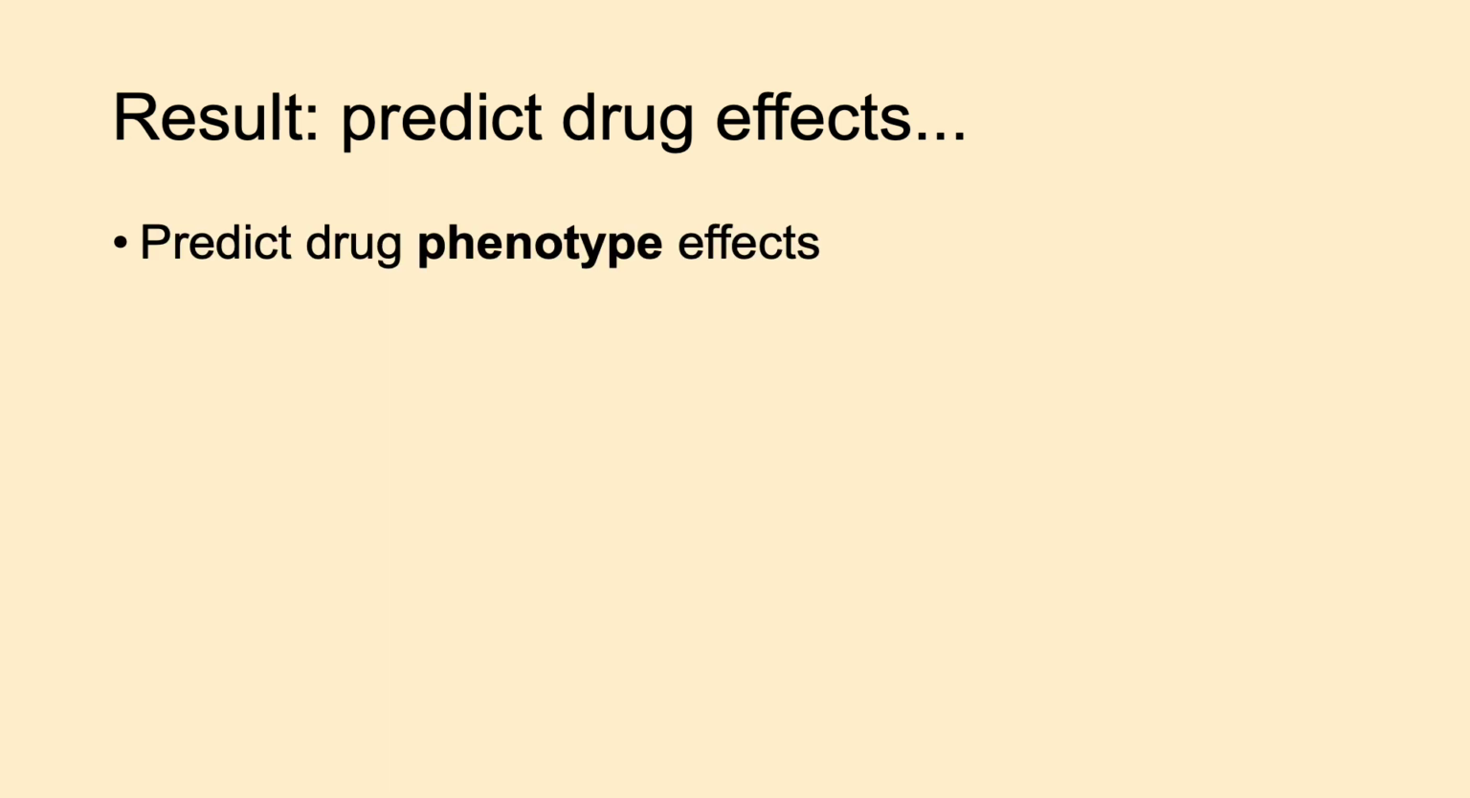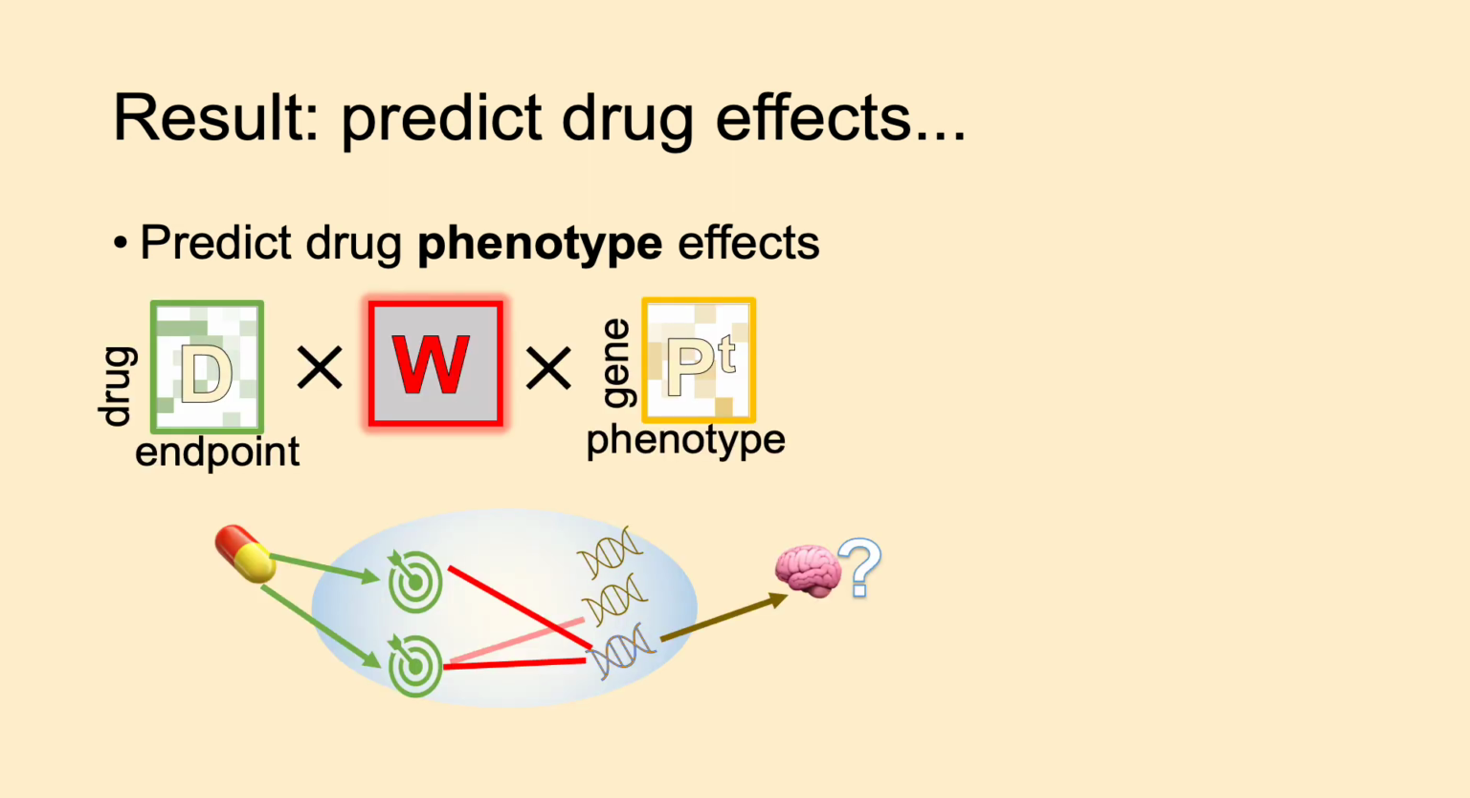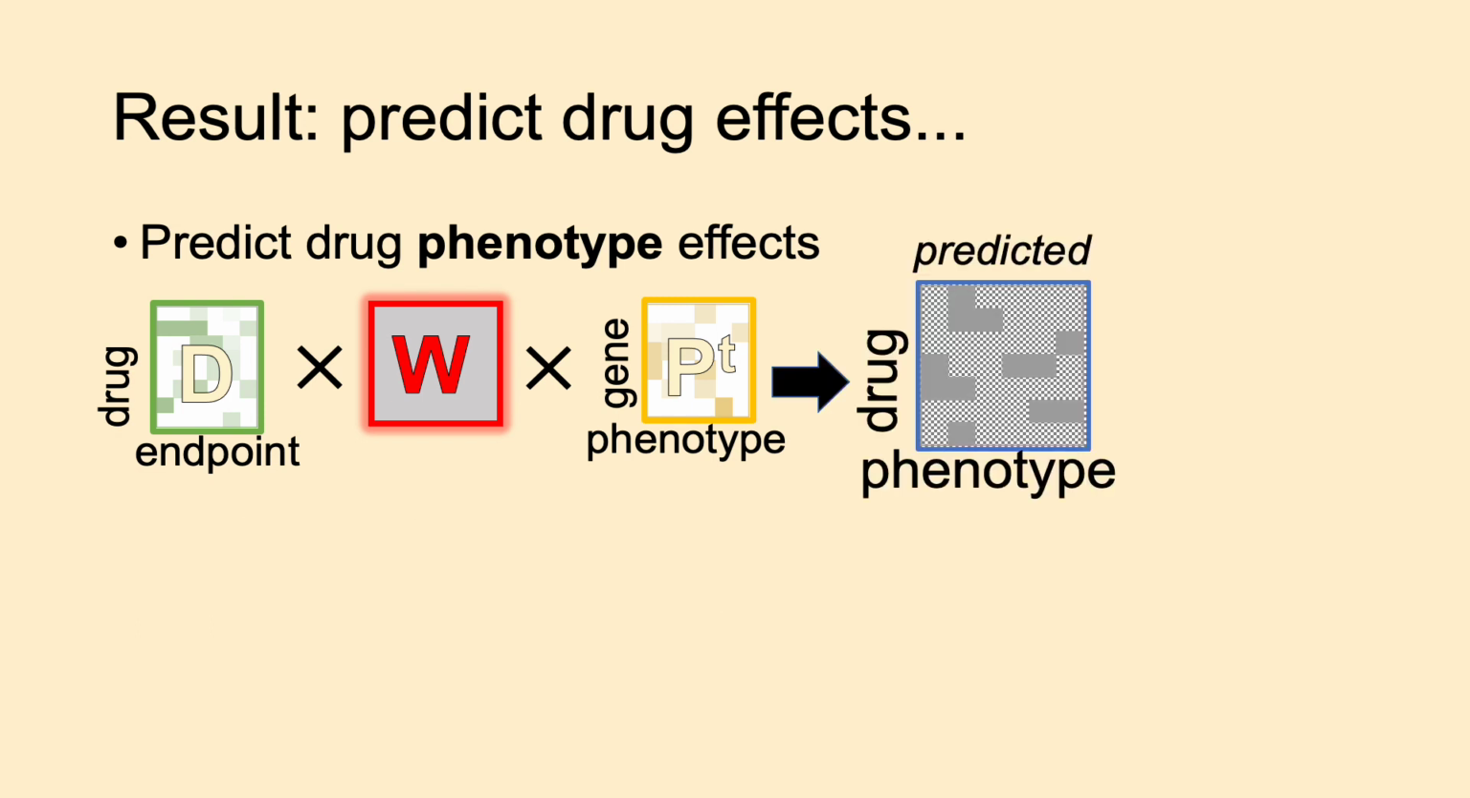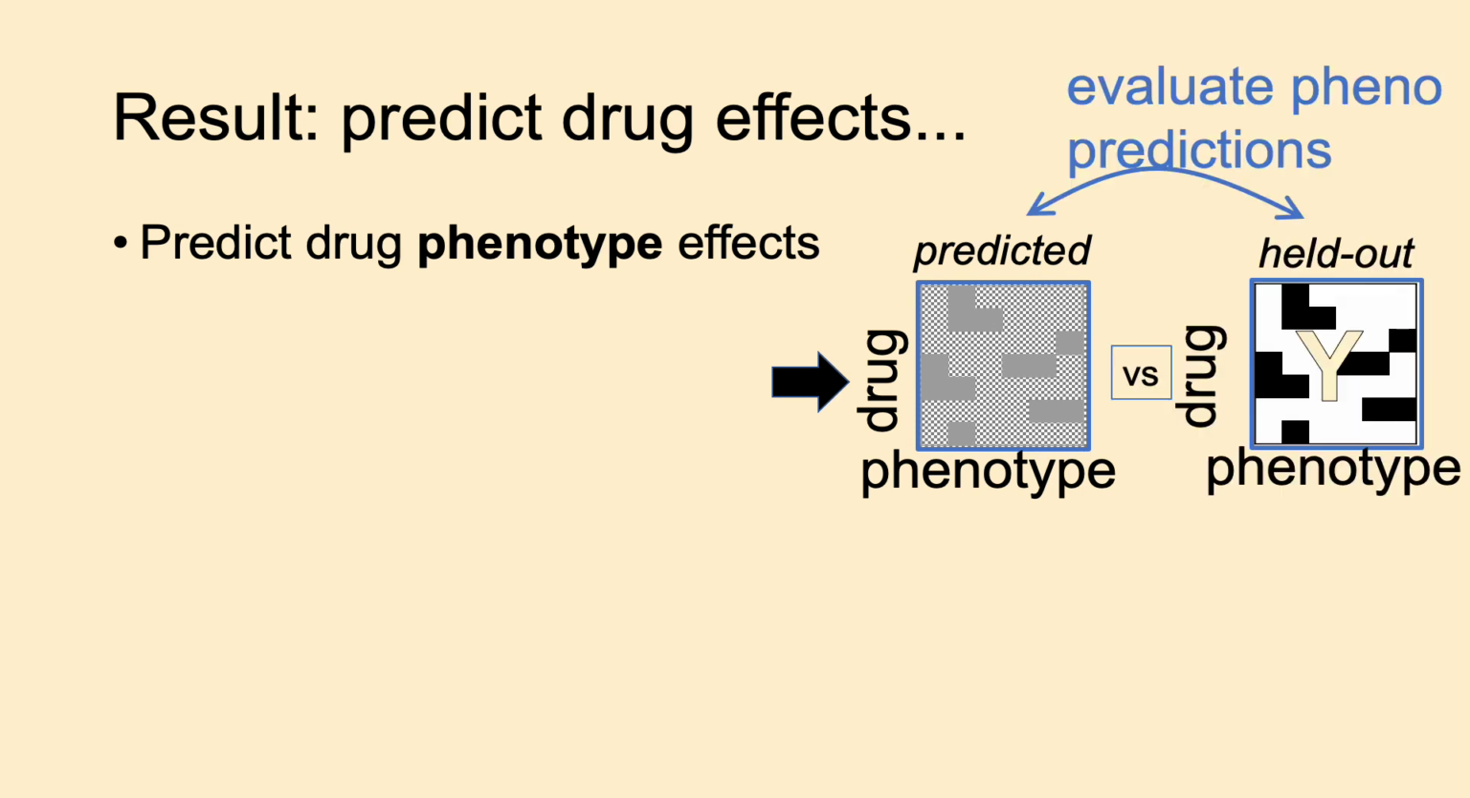But what we mean by drug effects could mean multiple things. So first, we can predict drug effects on phenotypes, which is what the model was trained to do. So pretty much, as I said, we multiply through to get our predicted drug effect on any phenotype. And then, as with any prediction, we can take our predicted probability of a drug affecting any phenotype and compare that to held out drug effects on phenotypes. And we're able to show very good predictive ability. So you can read more on the preprint or come visit me at the poster.